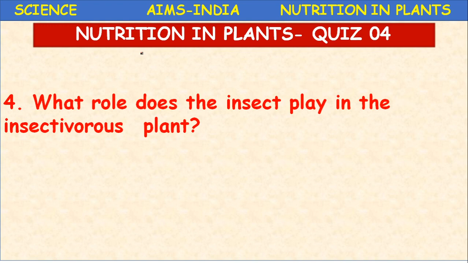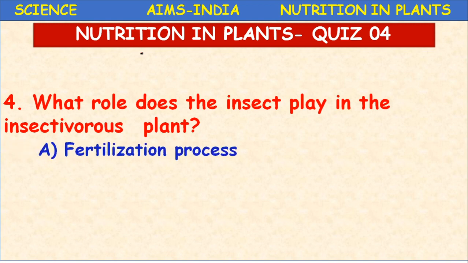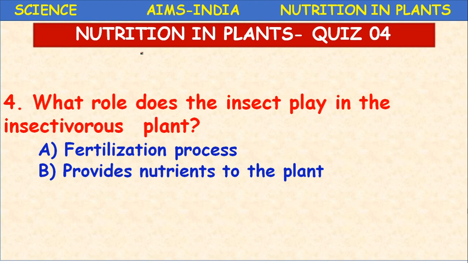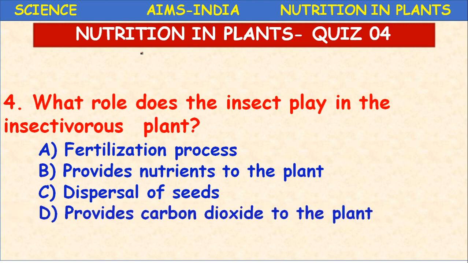What role does the insect play in the insectivorous plants? Okay, insectivorous plant and insect. What is the role of the insect? The fertilization process, provides nutrients to the plant, dispersal of seeds, provides carbon dioxide to the plant.